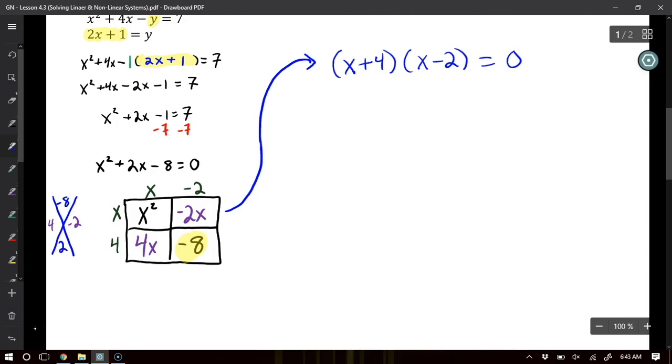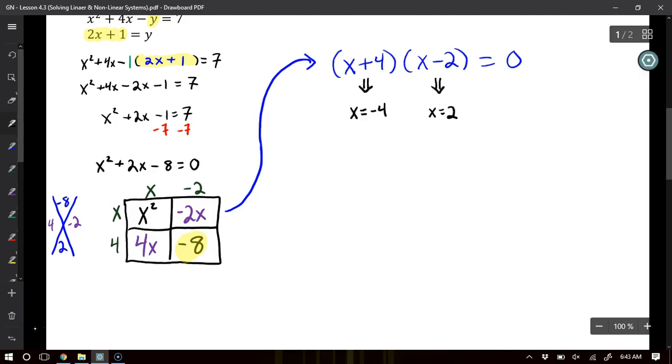That, I'm going to be honest, is probably the hardest part that you're going to be dealing with, that left side. Distributing, combine like terms, set equal to 0, and factoring. Once you get to this blue part, it's actually very easy to do. We just solve like we did before. If x plus 4 equals 0, x equals negative 4. If x minus 2 equals 0, x equals 2.